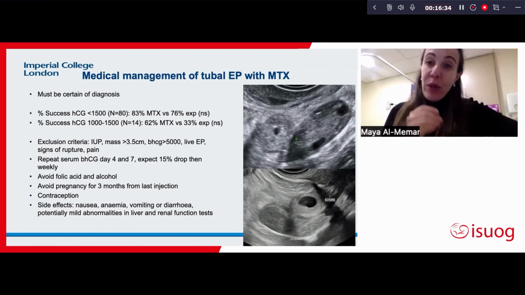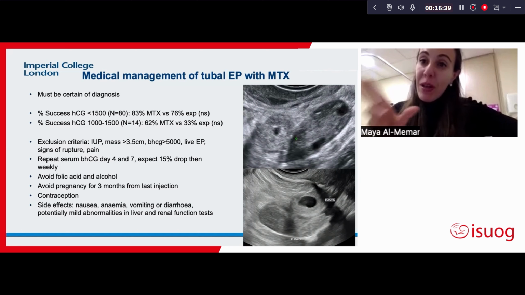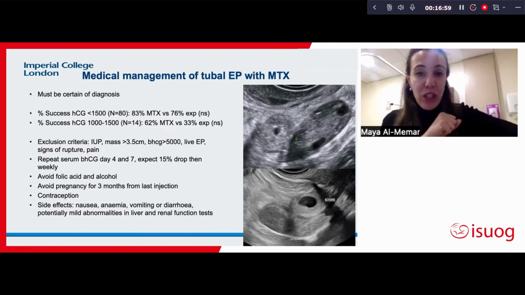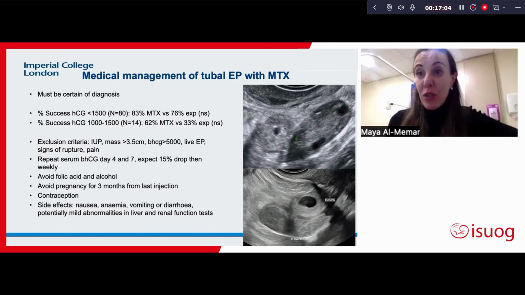Once you give methotrexate, we normally repeat the beta-HCG on day 4 and day 7, and we would expect a 15% drop between those two HCGs. And if there is, then we would see the patient weekly until the HCG falls to undetectable. In this period of time, they must avoid folic acid and alcohol, and of course avoid pregnancy for 3 months from the date of the injection because of the residual effects of teratogenicity. In that time, you would advise them to use contraception and advise barrier contraception such as condoms. I always warn the patients about these potential side effects, and they must be counselled about the risks of these things.